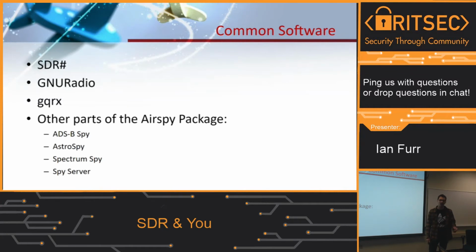I have an AirSpy radio, and with that, they offer a software package which has a ton of different stuff included in it. One of the things is ADS-B Spy, which we're going to get into. There's also AstroSpy if you're looking out at satellite stuff. Spectrum Spy, which gives you a big overview of the actual radio frequency map and everything that goes along with it. And then there's Spy Server, which lets you run in kind of a headless mode. So you throw that on a Raspberry Pi, plug the antenna in, and you're off to the races.